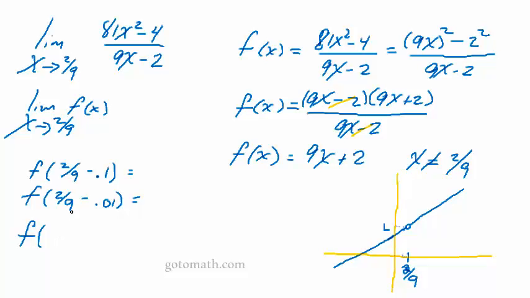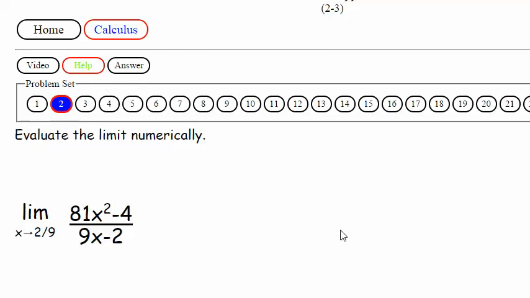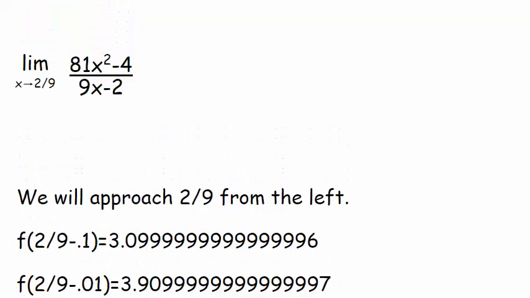Now let's come in from the right hand side. I'm running out of room here. We'll come in from the right hand side, so that means we're going to take 2/9ths and add 0.1 to it, and then f of 2/9ths plus 0.01. What that means is we're coming in from the right hand side, getting closer and closer to 2/9ths. So that's all we've got to do. We just come in from the left, get closer and closer, and check out what this y value is converging towards. Let's move over here to the web page and see how this actually works out.